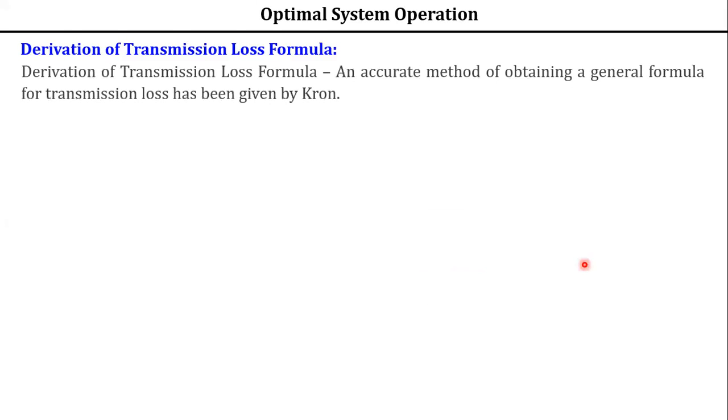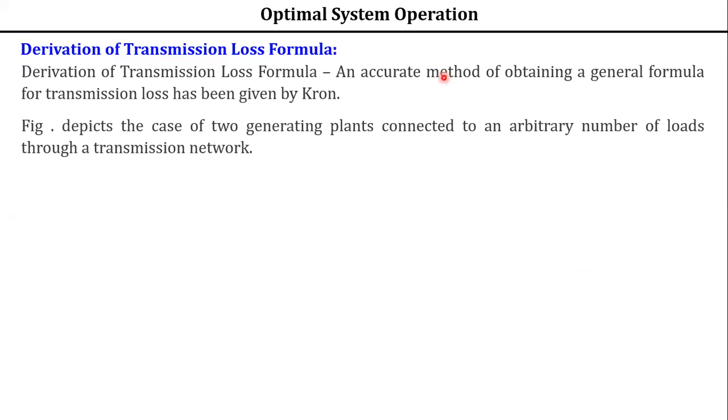Okay, fine. Let us see here. This is the accurate method of obtaining the general formula for transmission loss as given by Kron. Now let us take one example, consisting of only two plants, plant 1 and plant 2, connected to an arbitrary number of loads through a transmission network. Understood? So consider a two plant system connected to an arbitrary number of loads through a transmission network.